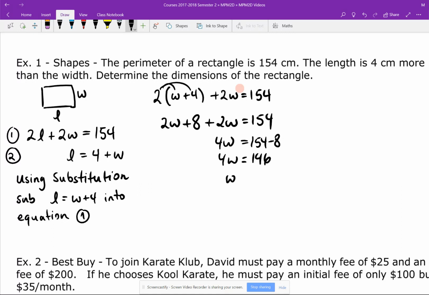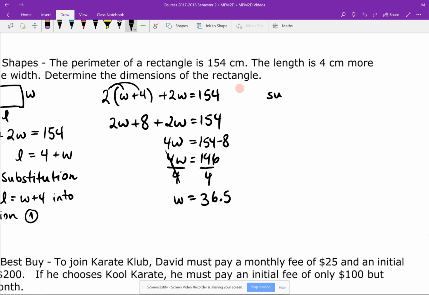And if I divide both sides of the equation by 4, I'll get my answer for W. So W equals 146 divided by 4 gives me a decimal, so I'll put 36.5. Make sure you're not rounding. You keep your numbers as is, because otherwise you'll affect the answer.